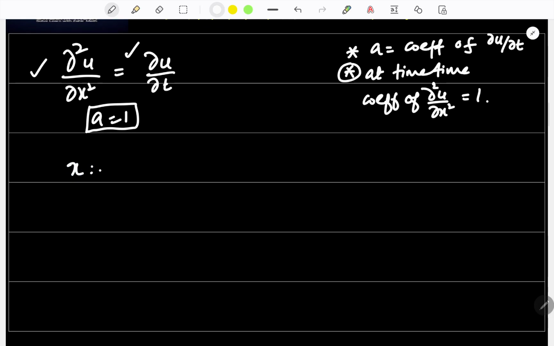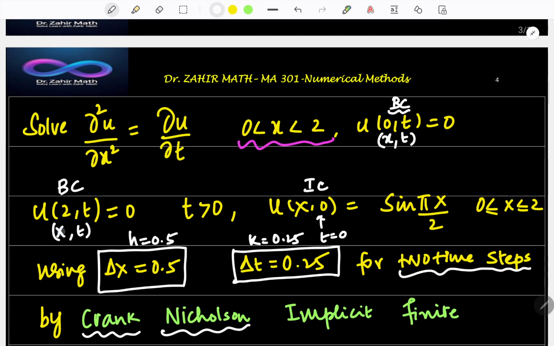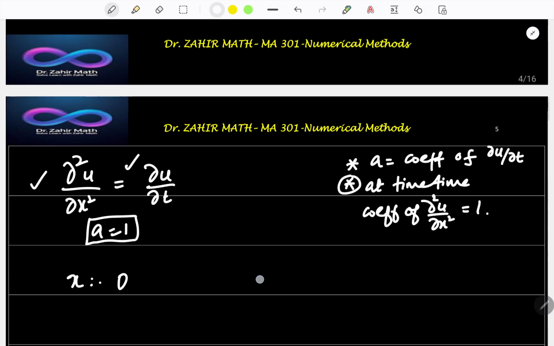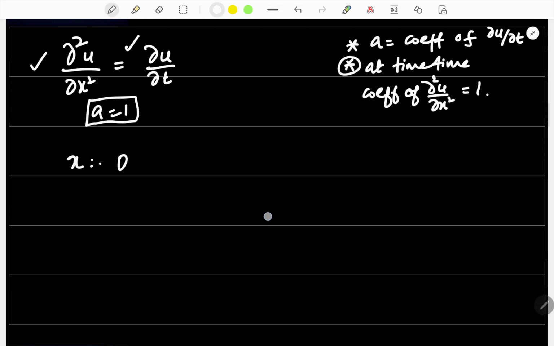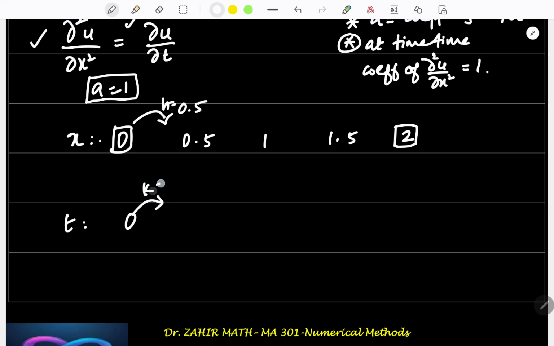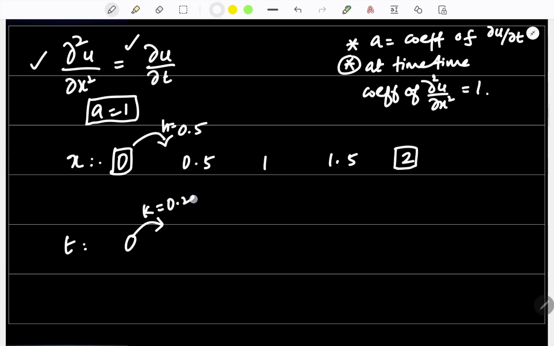Right. Now this is the first step. We are going to choose the x value. X is given from 0 to 2, and the h value is given as 0.5. So it is jumping 0.5, 1, 1.5 and 2. What about the t value? I always said it starts from 0, and the k value is given as 0.25.